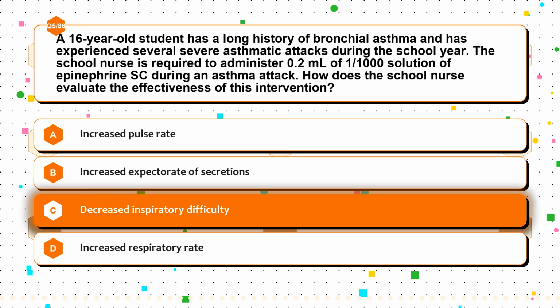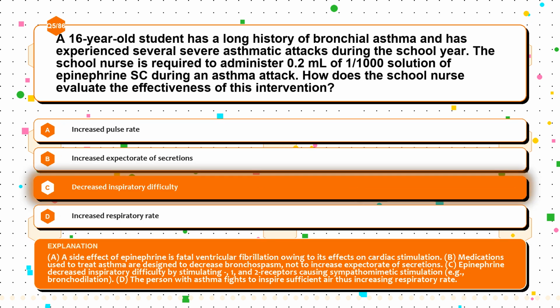The correct answer is option C. Decreased inspiratory difficulty. A. A side effect of epinephrine is fatal ventricular fibrillation owing to its effects on cardiac stimulation. B. Medications used to treat asthma are designed to decrease bronchospasm, not to increase expectorative secretions. C. Epinephrine decreases inspiratory difficulty by stimulating beta-1 and beta-2 receptors, causing sympathomimetic stimulation, for example bronchodilation. D. The person with asthma fights to inspire sufficient air, thus increasing respiratory rate.